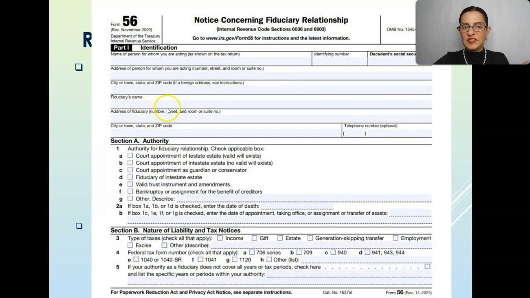To file Form 56, Notice Concerning Fiduciary Relationship. This form is similar to the Form 2848, which is the IRS Power of Attorney, except this is basically the notice to the IRS that you are the executor. You're going to be the fiduciary or the executor of this estate. This form basically notifies the IRS of your position as the executor.